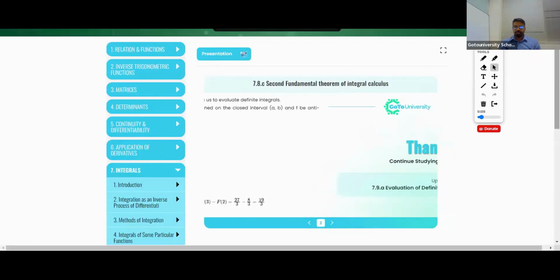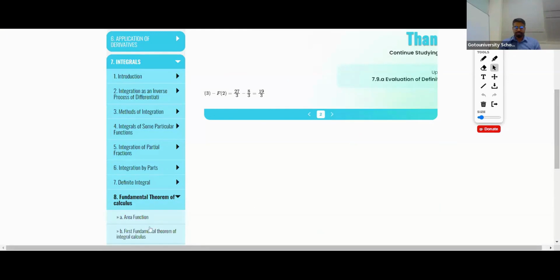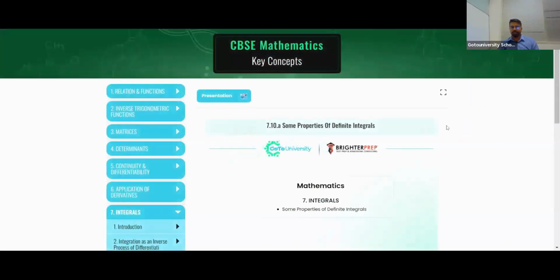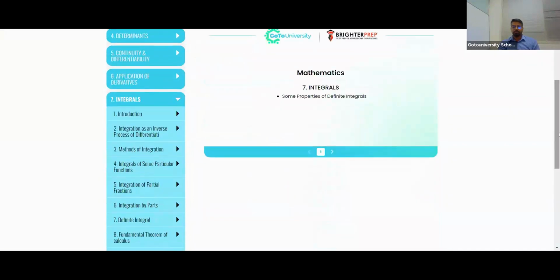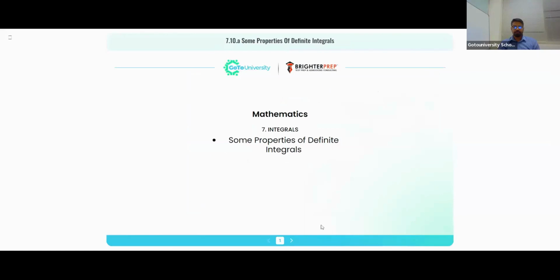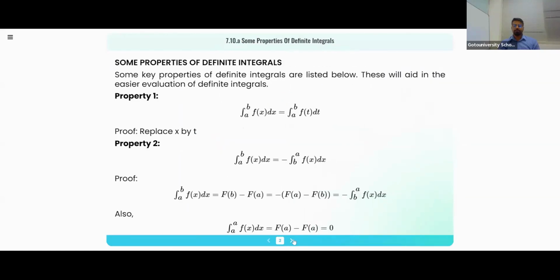We are coming to the end of this session, having covered area functions and the fundamental theorem of integral calculus. Now, some properties of definite integrals. With this, I'm going to wind up. What is a property? These properties are going to help us in solving definite integrals.